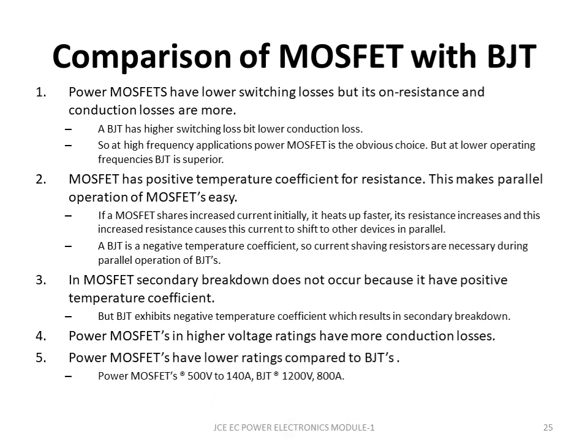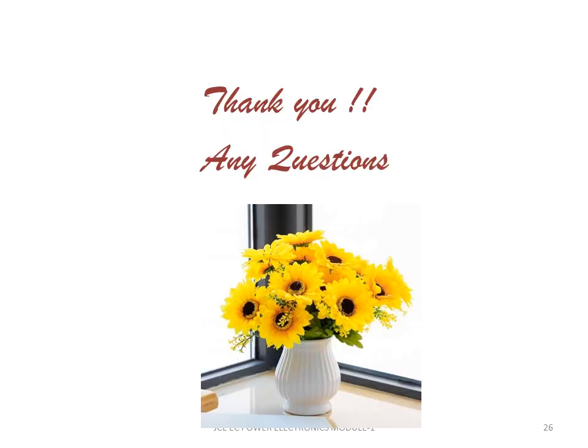Next comparison is power MOSFETs are used with higher voltage ratings and have more conduction loss, as we have seen. And next, power MOSFETs have lower current ratings compared to BJTs. Power MOSFETs are 50 to 140 amperes, whereas BJTs can be 1200 to about 800 amperes.